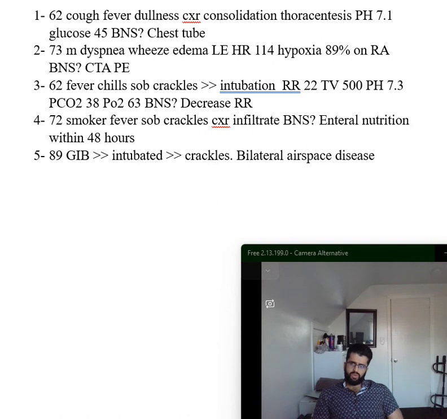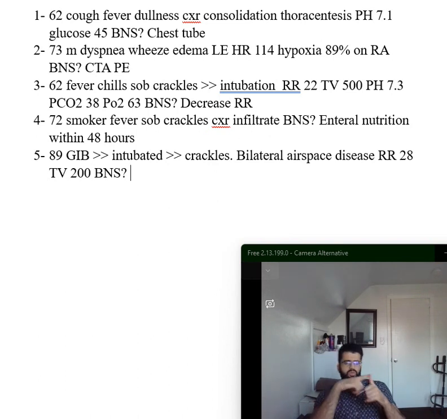And they give you the respiratory rate is 28 and tidal volume is 200. And then they will ask you a bunch of questions. Best next step. What do you do? Do you do extubation? Do you place the patient on assist control? Or do you keep the ventilation?